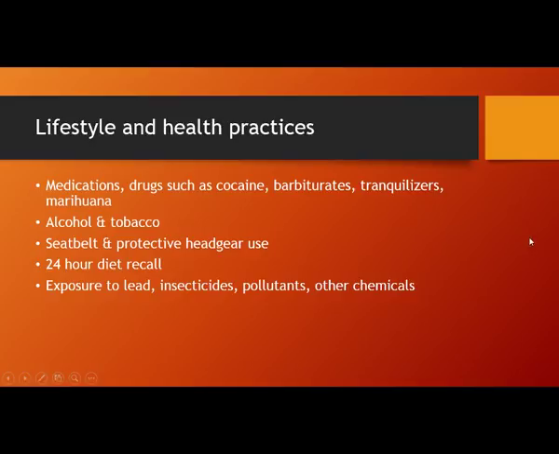Lifestyle and health practices. We'd be particularly concerned with illegal drugs here. Medications, but also drugs such as the ones that are listed. And then, of course, our alcohol and tobacco. And then we also would want to know about if they regularly use seat belts in the car or protective headgear as a motorcycle rider. And we'd want to know about their diet. We'd pay particular attention to if they might have a deficiency of B vitamins.